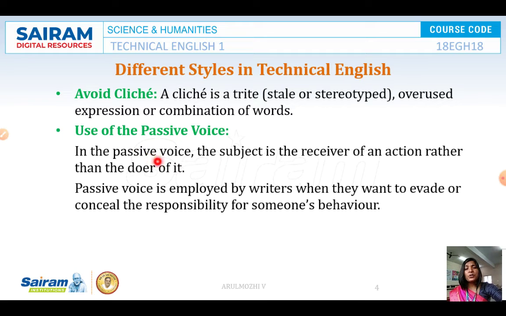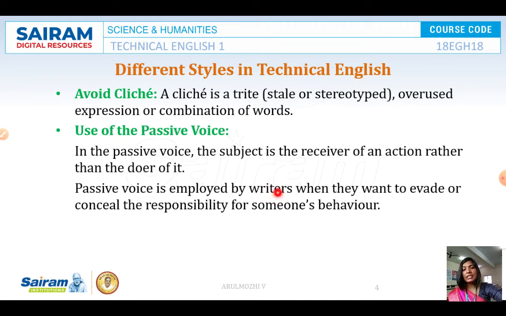So try to avoid, at the maximum, the use of passive voice, because passive voice is indirectly referring to the doer, and the subject is the receiver of the action rather than the doer of it. So it is not a straight way of saying or stating something. Passive voice is employed by writers when they want to evade or conceal responsibility for someone's behavior.